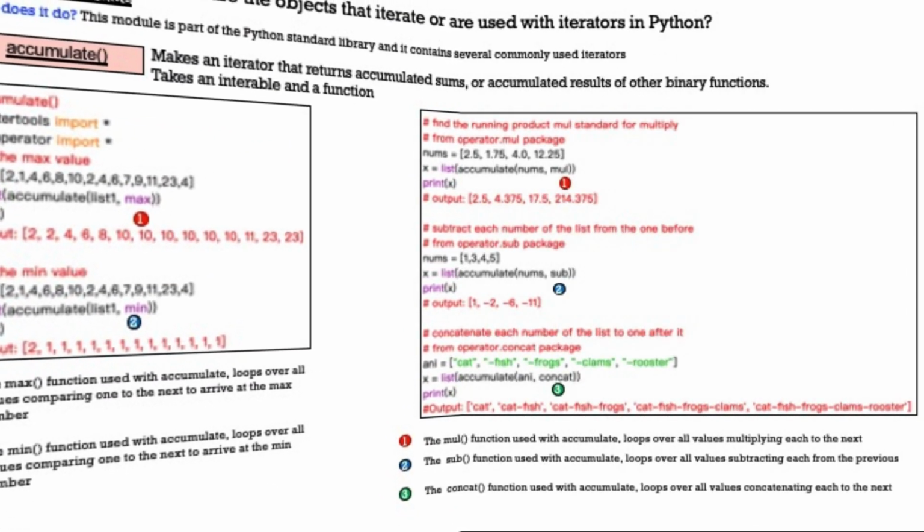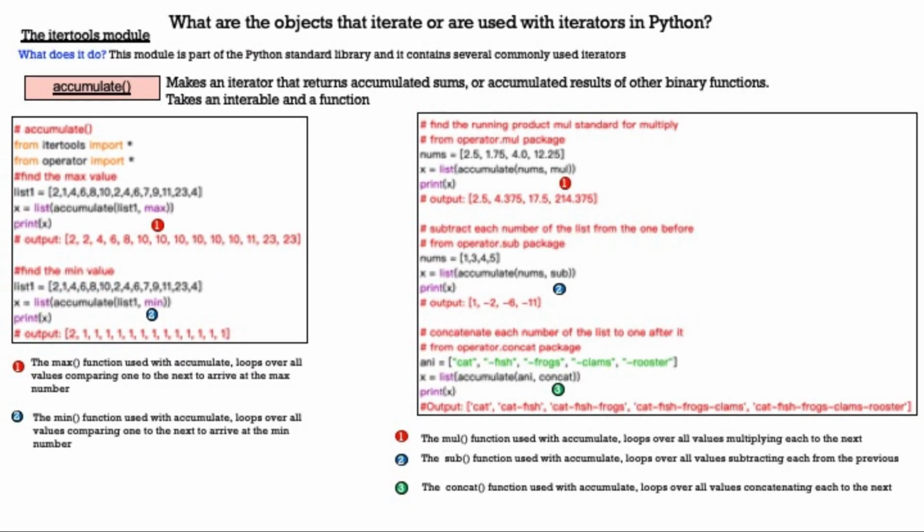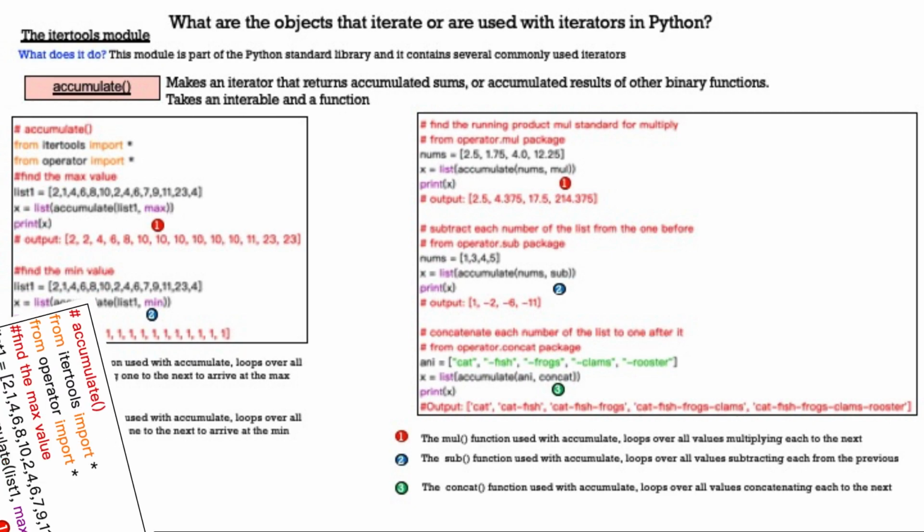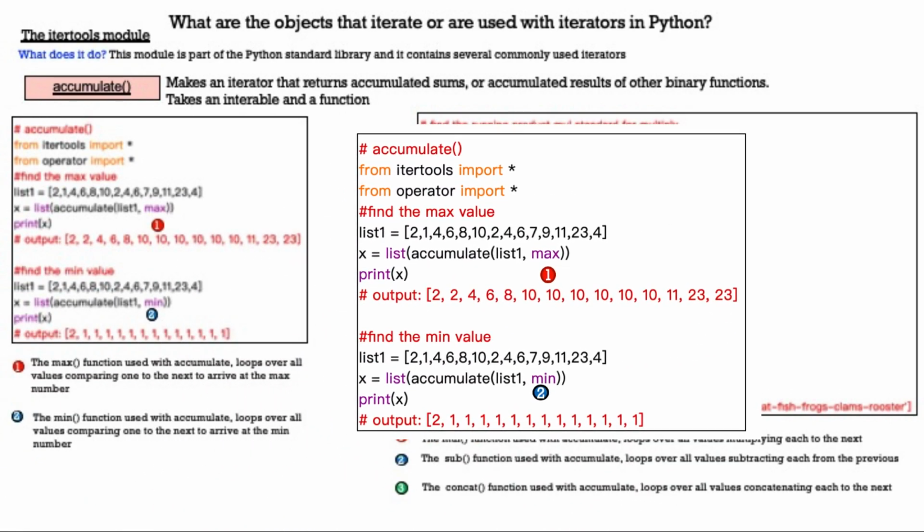Pretty neat. And we are down to the last method that I have from this itertools module for you. So, accumulate. Accumulate makes an iterator that returns accumulated sums or accumulated results of other binary functions. It takes an iterator and a function. So let's look at the code. We import itertools and operator here.